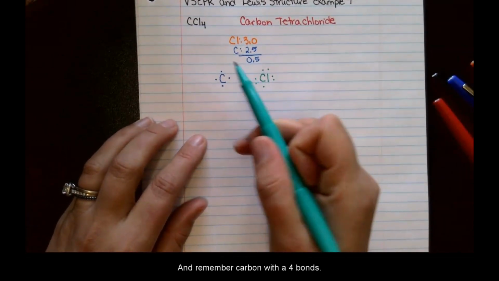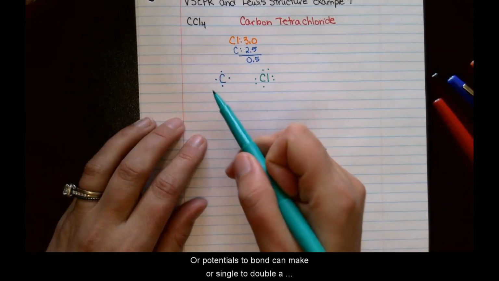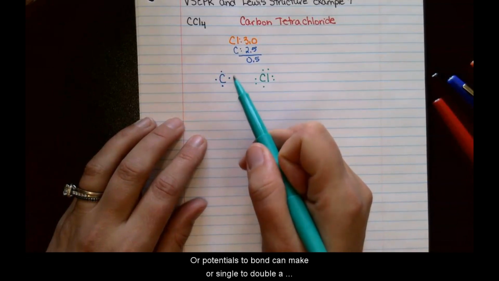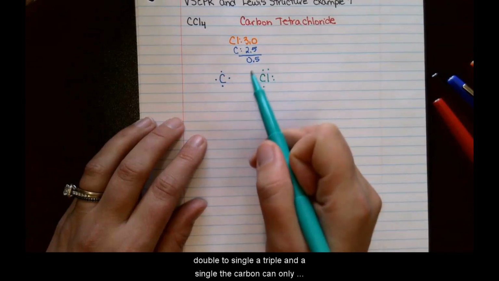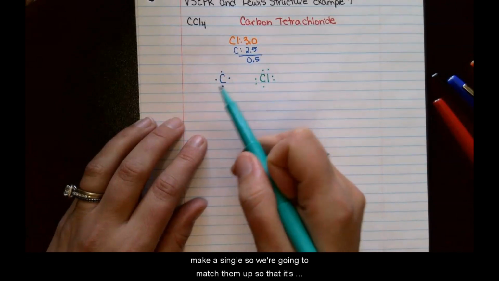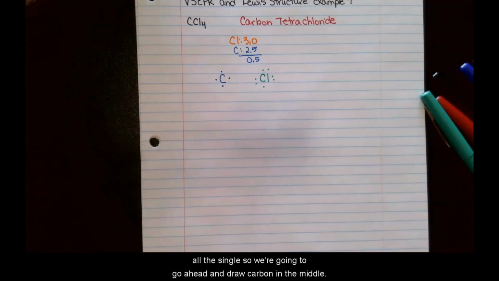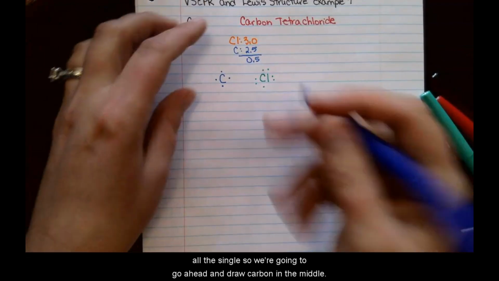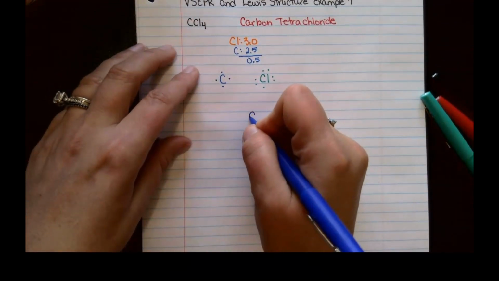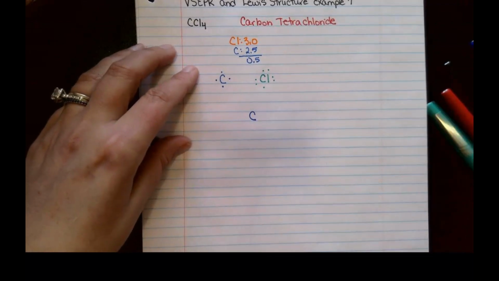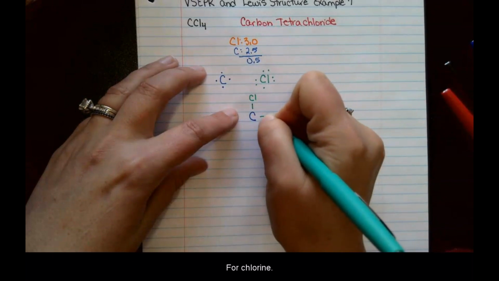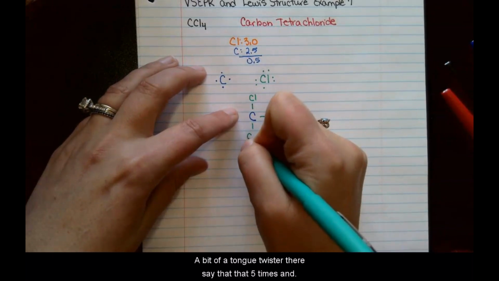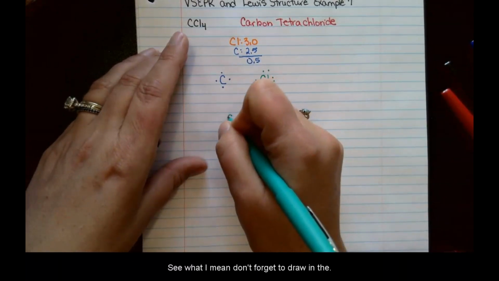And remember, carbon, with 4 potentials to bond, can make 4 single, 2 double, a double, 2 single, a triple, and a single. The chlorine can only make a single. So we're going to match them up so that it's all the singles. So we're going to go ahead and draw carbon in the middle and connect it to the 4 chlorines. A bit of a tongue twister there. Say that about 5 times and see what I mean.